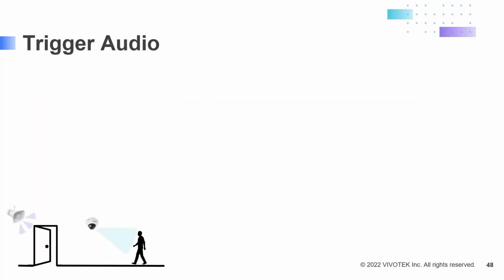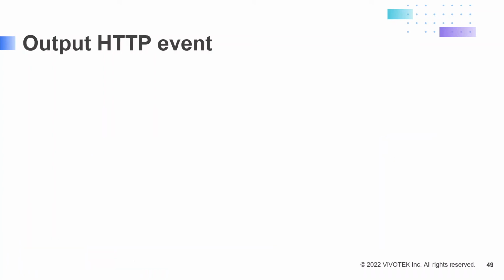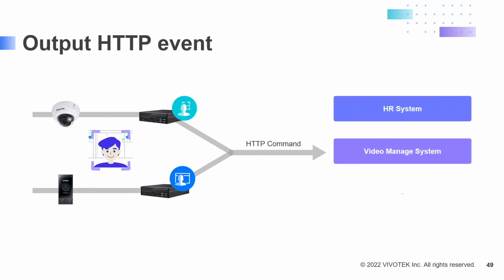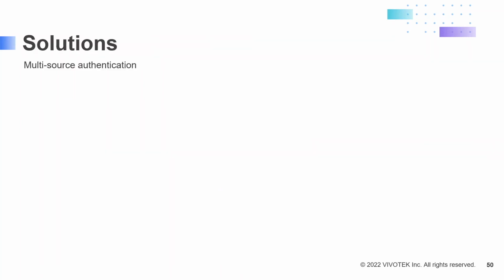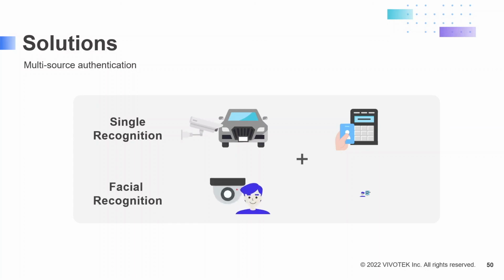Third, the integration with an audio device allows the security guard to react to the scene immediately. And lastly, with HTTP events, you can integrate with an HR system, track the attendance, or integrate with a video management system or other access control systems. With those mentioned applications, we're able to create a multi-source authentication. In the past, we relied on single recognition, such as license plate or ID card. Now with facial recognition, we can add that on top of those and correctly identify the person.